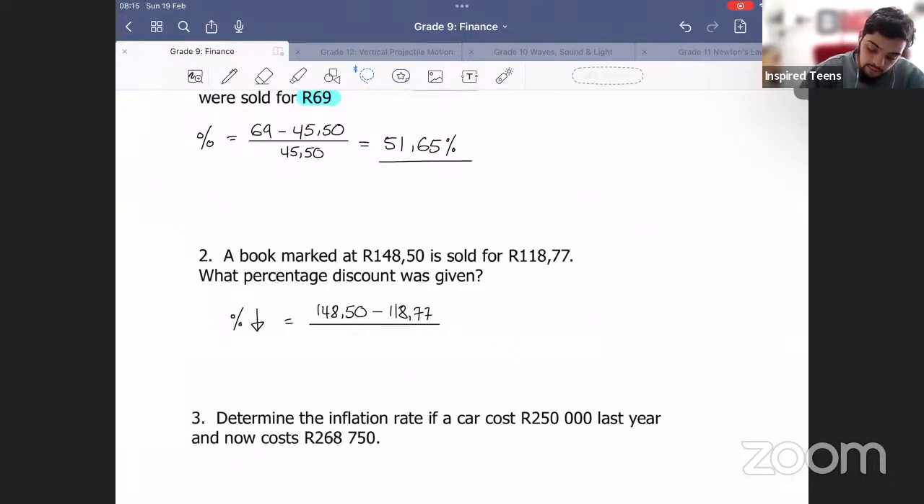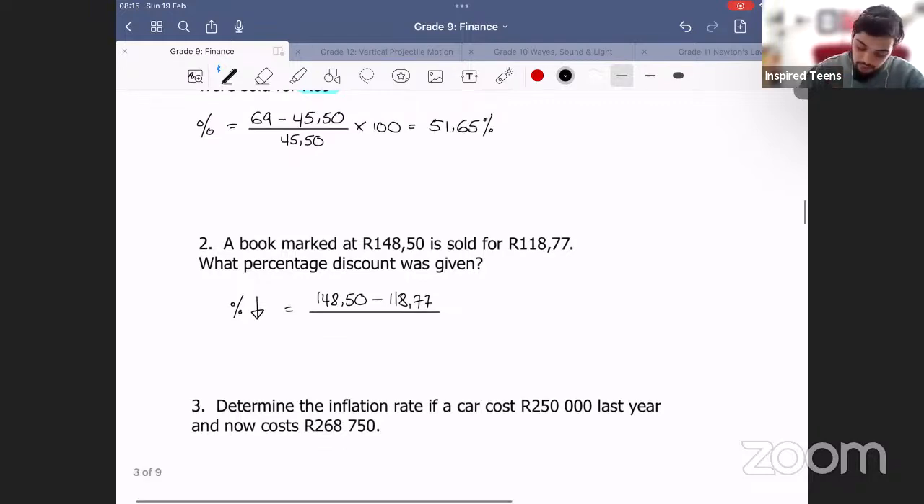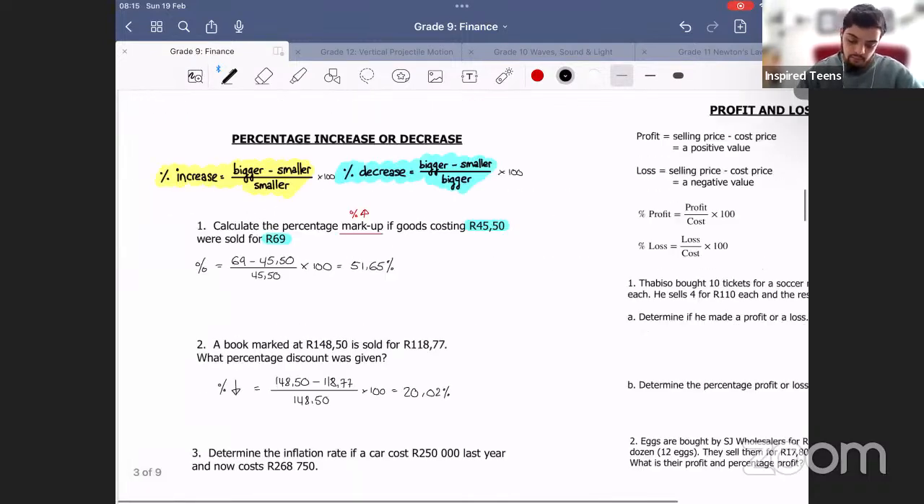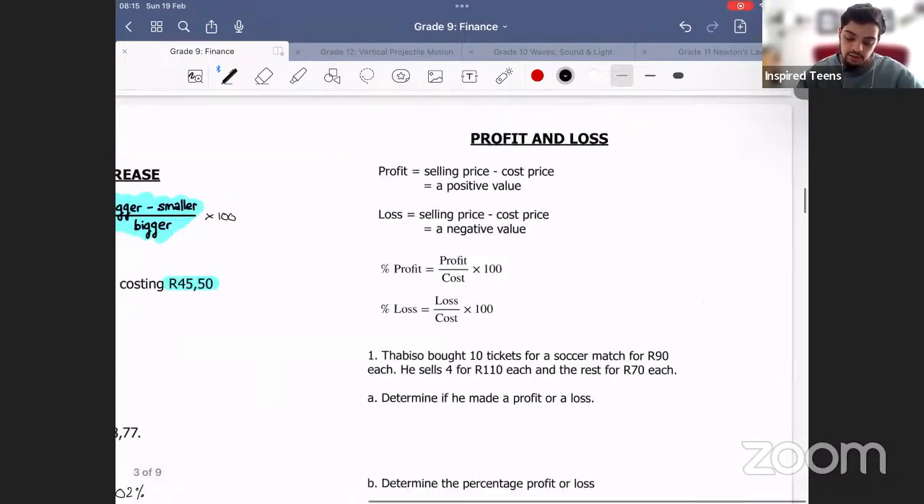Okay, I forgot to say multiply by 100. Divided by the bigger value, 148.50, times 100 is going to give us the percentage decrease, which is 20.02%. So that's percentage increase or decrease.